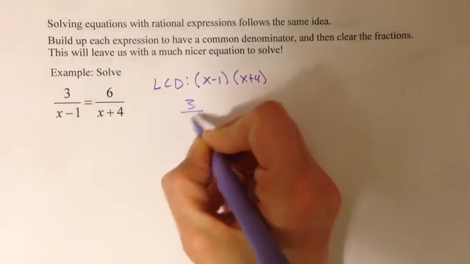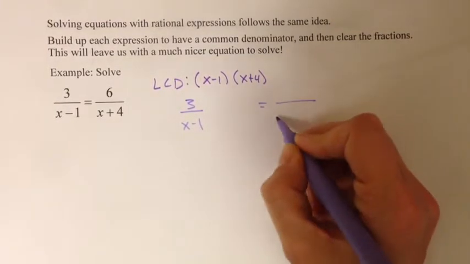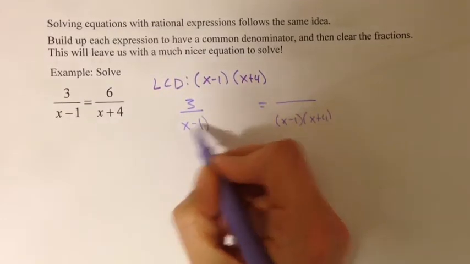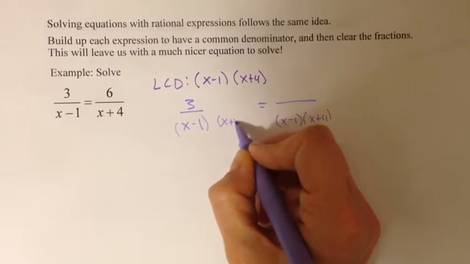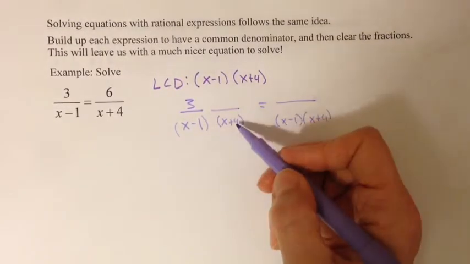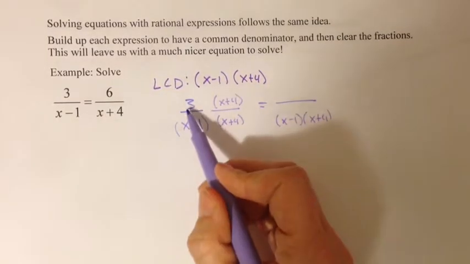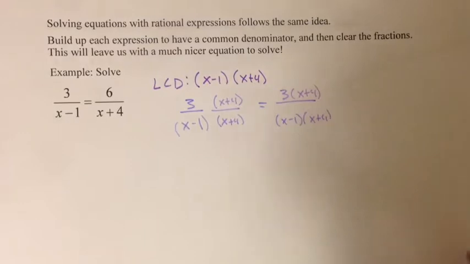I start with my 3 over x minus 1. My goal denominator is x minus 1 times x plus 4. At the moment, I'm only missing the x plus 4 piece. So I multiply the bottom by x plus 4. But whatever you do to the bottom of a fraction, you've got to do to the top as well. When I multiply this across, I get 3 times x plus 4.